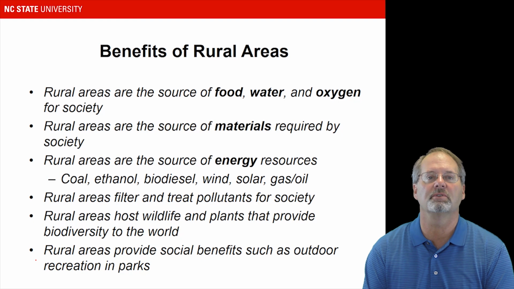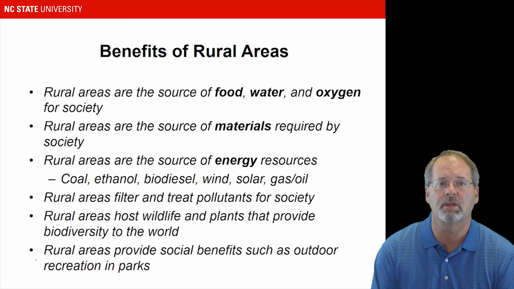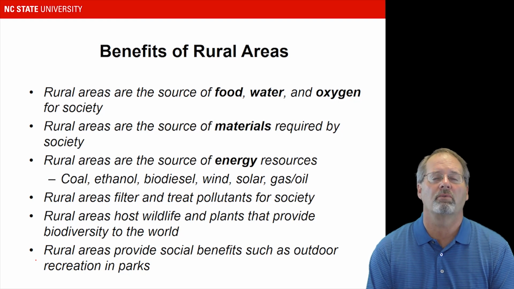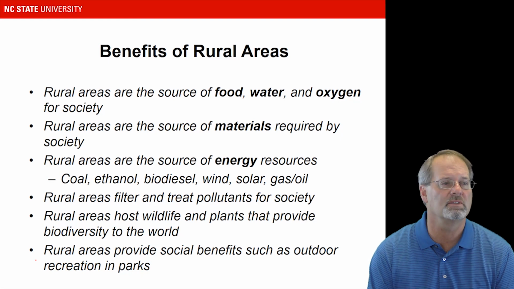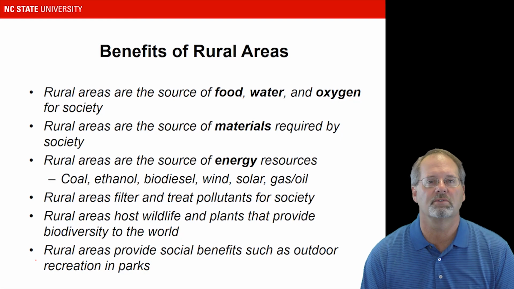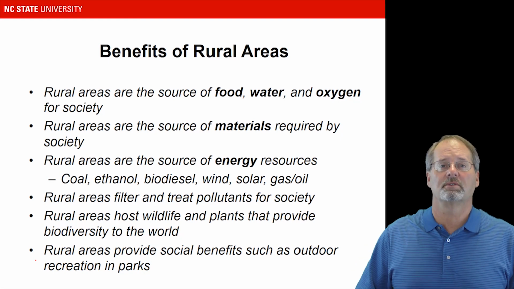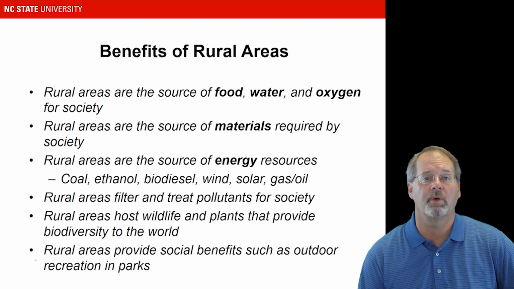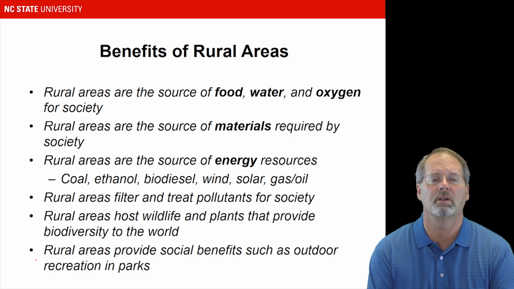Also, rural areas filter and treat pollutants. Let's say we have some rain that might have some acid in it. That rain will hit trees and go into the soil. The soil, because of some of the minerals in it, will neutralize some of those acids. Then the water will seep into lakes or rivers or go down mountainsides after it's been treated. That's a very important part of what rural areas or the environment can do for us.